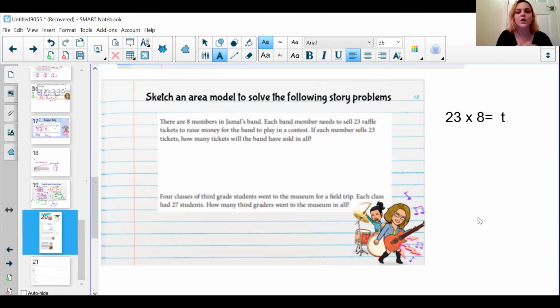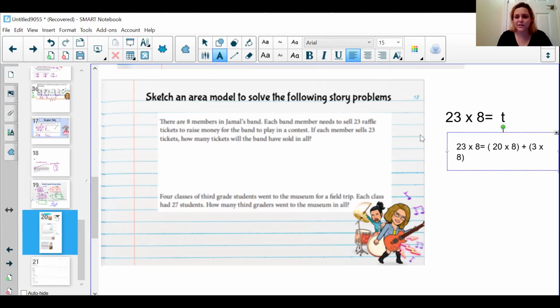So what are we going to do? We're going to sketch an area model. Let me see how I'm going to do that. So I have 23 times 8. So I'm thinking we could say 23 times 8 is the same as, I think we should decompose the 23 because that's a larger number. We can say 20 times 8, because if I decompose the 23, I can decompose it into a 20, and then I'm going to decompose it into a 3.